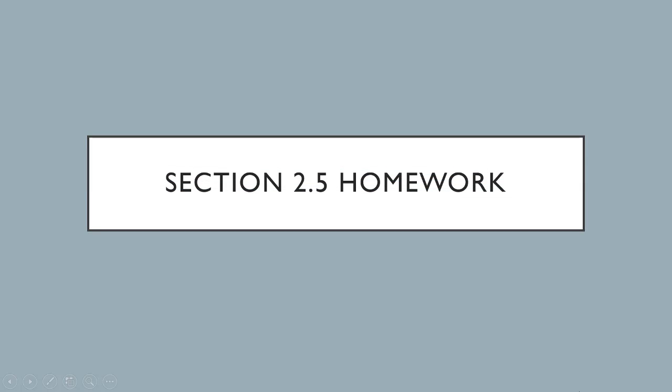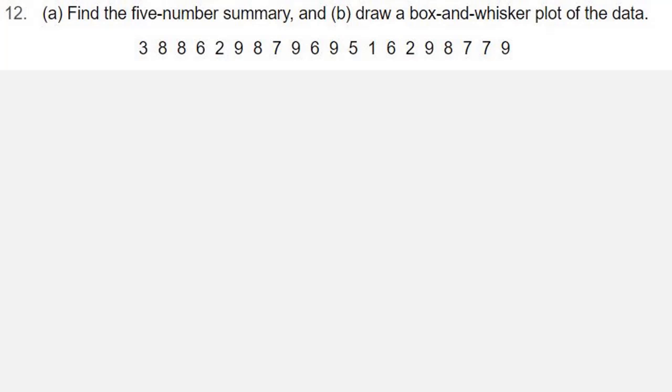We're looking at homework from section 2.5. This is question number 12. Find the 5-number summary and draw a box and whisker plot of the data.